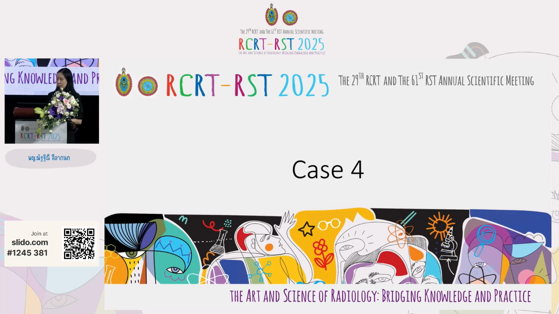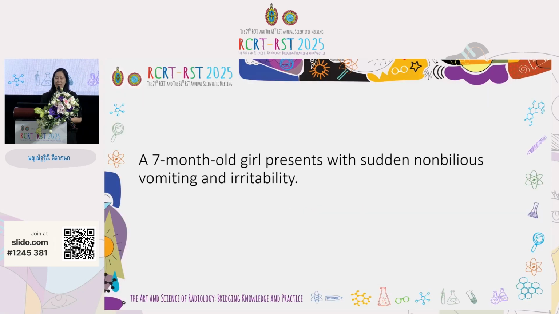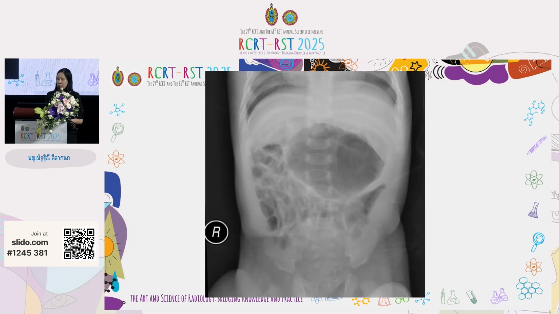So this is the fourth case now. A 7-month-old girl presents with sudden non-bilious vomiting and irritability. This is a plain abdominal radiograph, showing a retained feeding tube here with air-filled gastric distension, and you still see the distal bowel gas. So what imaging investigation would you do next in the case of vomiting?